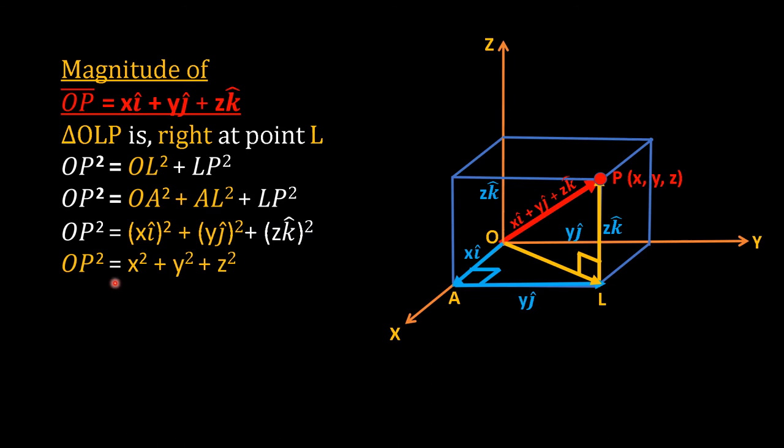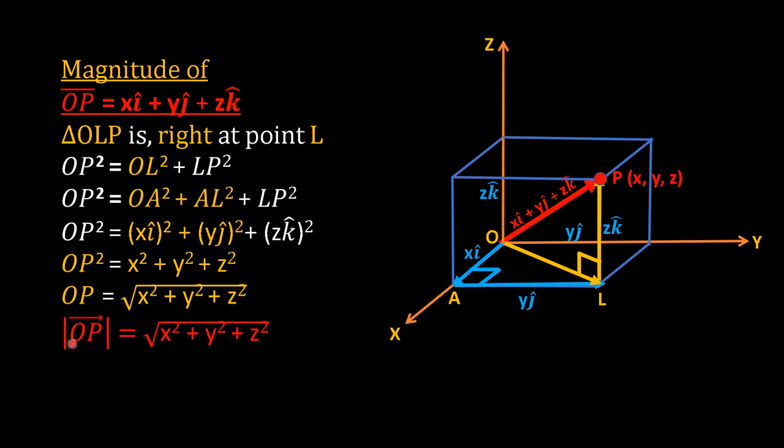So OP squared will be x squared plus y squared plus z squared, because here i cap squared, j cap squared and k cap squared each will be 1, because they are unit vectors and their magnitude is 1. So OP squared equals x squared plus y squared plus z squared. That is, OP will be under root x squared plus y squared plus z squared. So magnitude of OP bar will be under root x squared plus y squared plus z squared.